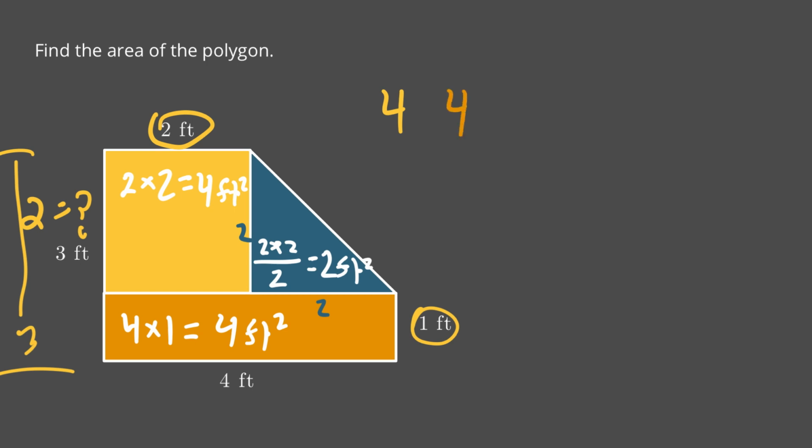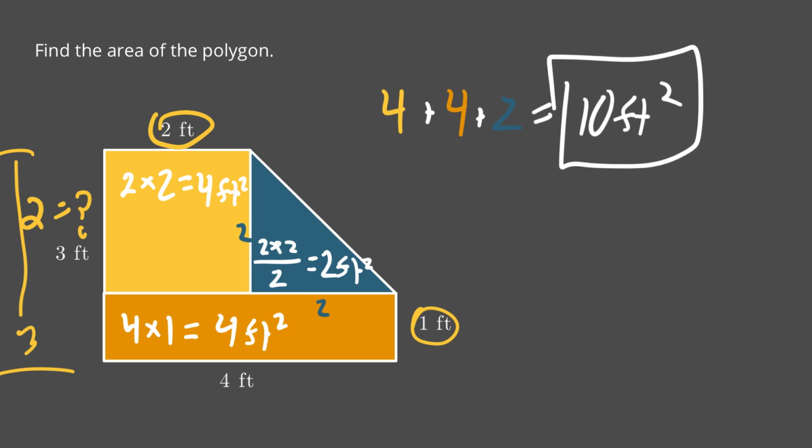and the blue shape is 2. Adding all those together gives us 10 feet squared, which you may notice is exactly what we found in the first example. In this case, I would argue the first method was simpler and easier. This may not always be true, it just depends on the problem you are given.